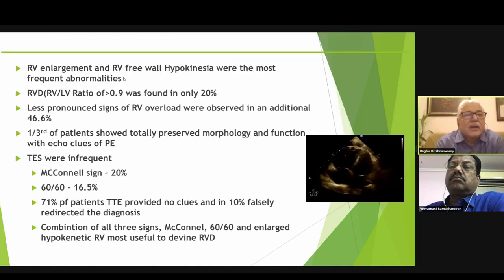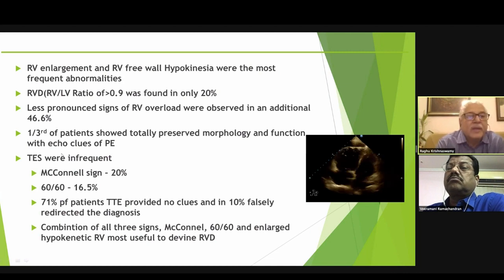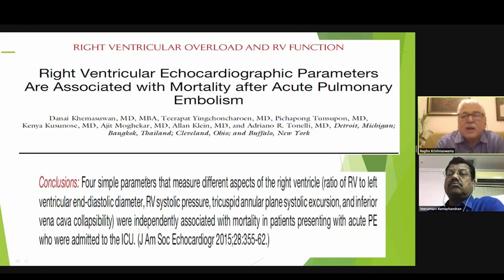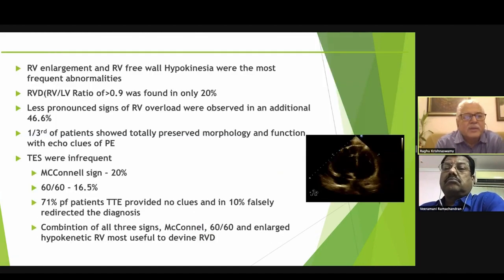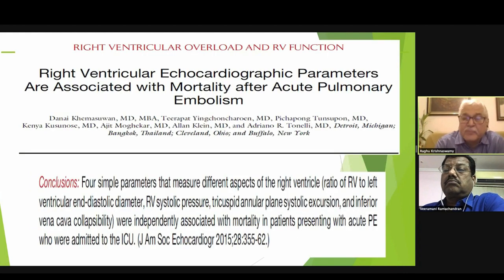So they mentioned that RV enlargement was the most frequent abnormality. Less pronounced signs of RV overload were observed in nearly 46% of the patients. And TES, that is typical echocardiographic signs, was present only in 20%, 16%, the 60-60 sign. In 71% of the patients, the echo provided no clues at all. So a combination of all three signs was pretty useful and very specific for pulmonary embolism.